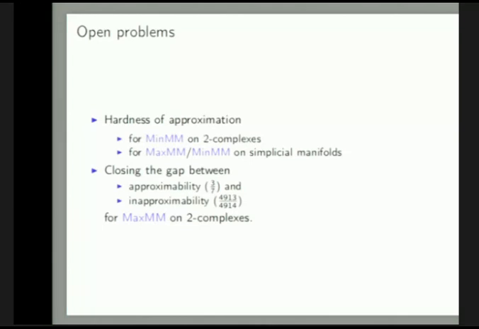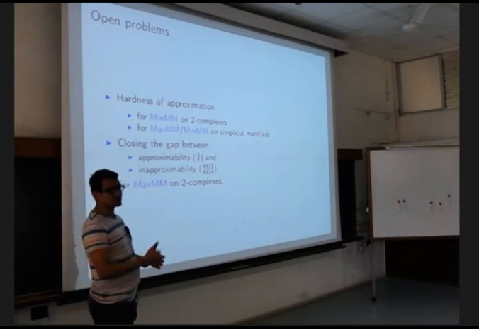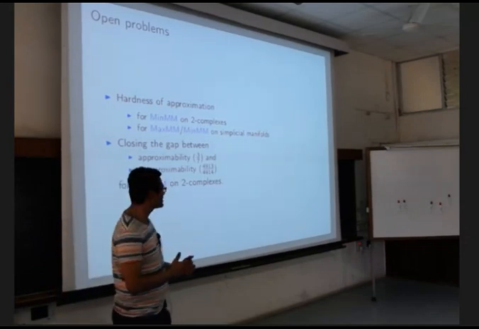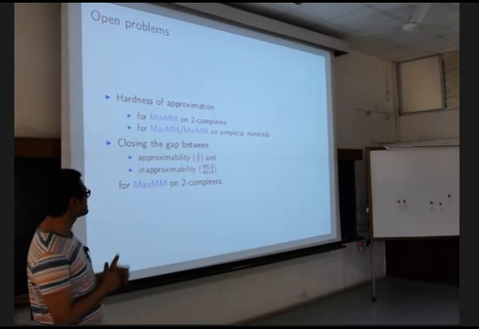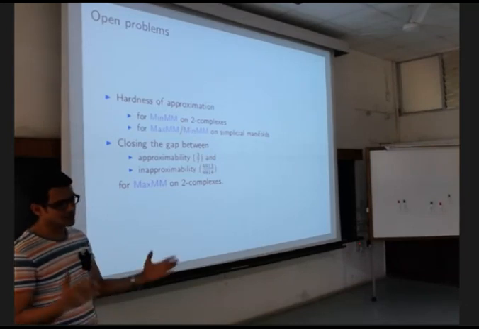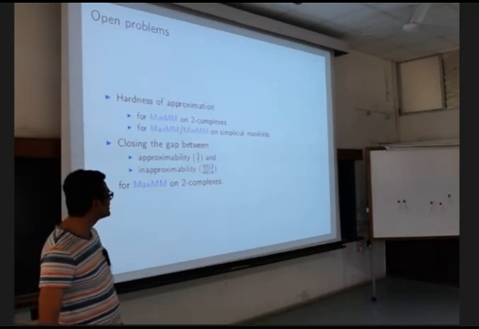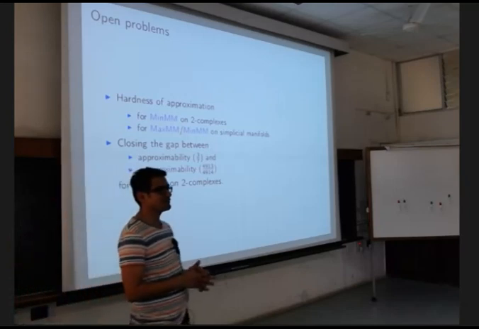Another open problem would be to close the gap between approximability and inapproximability. The approximability result is in the paper with Tala and Professor Natarajan, and this one is an inapproximability result that's established in this paper. So closing the gap would be another open problem. There's a huge gap, as you can see. So yeah, that concludes my talk. Let me know if you have any questions.